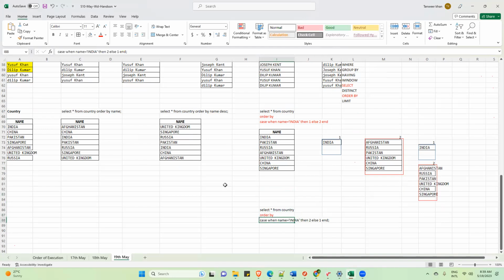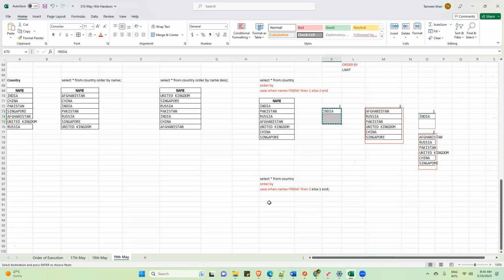You have written case. What is the meaning of case? The meaning of case is you have a certain condition and based on that you are telling the SQL engine to take some action, right? You are telling here, case when name is equal to India, then what is the meaning of this? To place India at the bottom. Second bucket. Good. The meaning is please place India in bucket number 2.